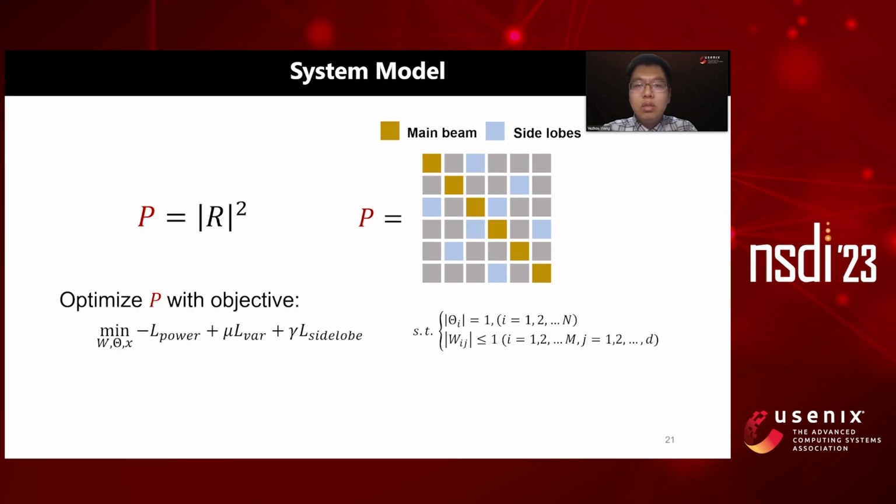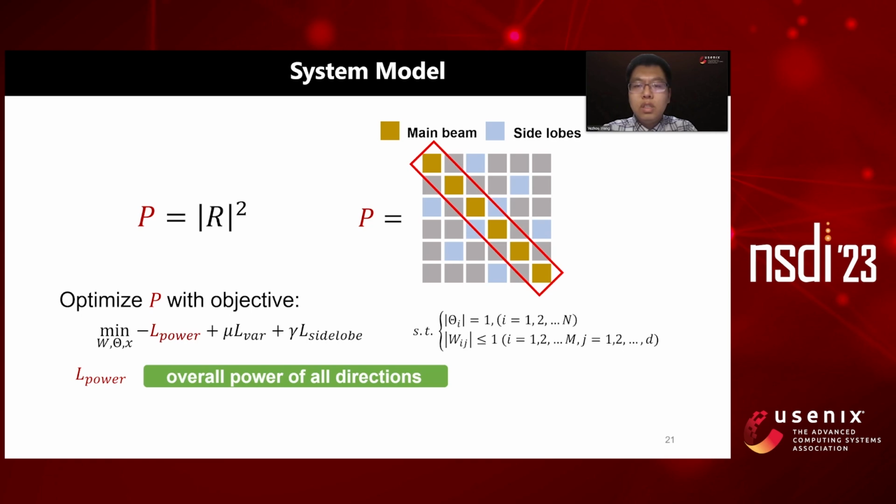The next step is to derive the optimization objective from P. The optimization function we use consists of three parts. The first part is to maximize the signal strength along each of the desired angles. It is the diagonal of the received signal power matrix.